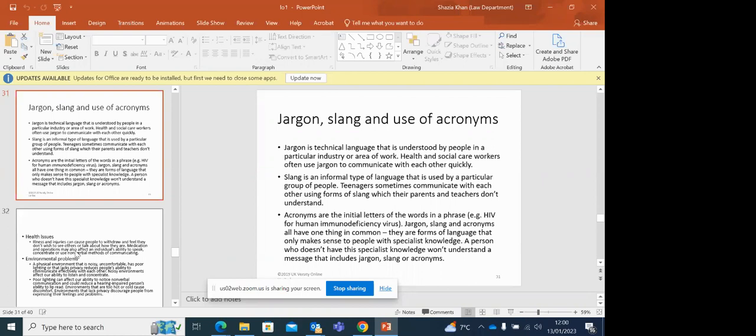And people tend to use a lot of jargon on mobile phones, don't they? Because they abbreviate and make little acronyms for what it means. So they tend to have that on their mobile phones.